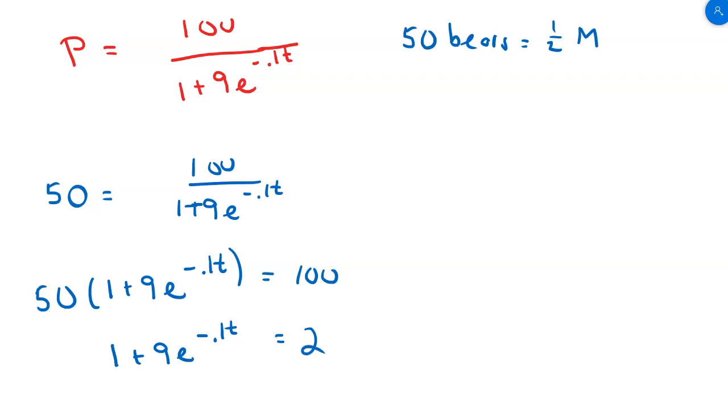Which actually will be consistent, right? If I want to find half the carrying capacity, if the carrying capacity was 300, then I'd put 150 on the left side, and I would still end up with a 2 in that spot. All right, subtract a 1 from both sides, and I'm left with 9e to the negative 0.1 t is equal to 1.